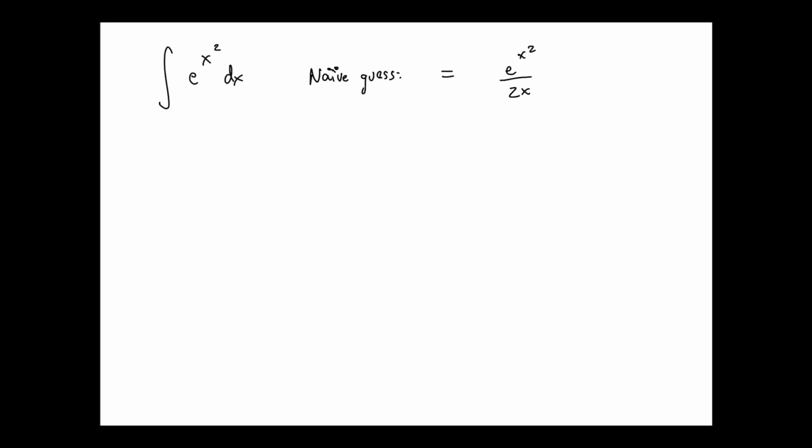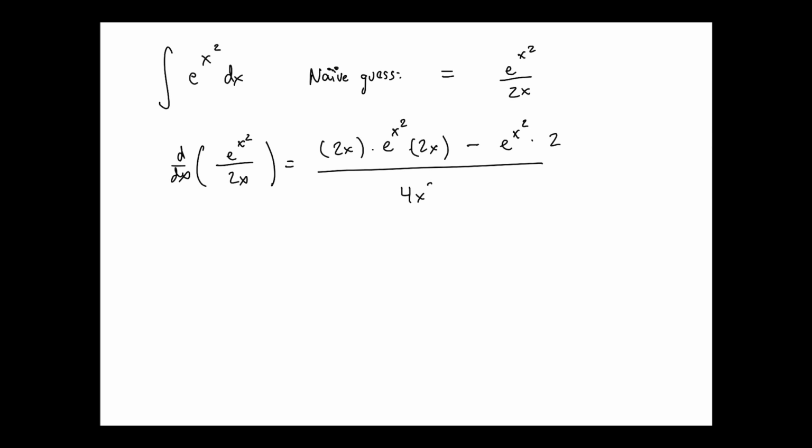How do we check if this answer is correct, though? Take its derivative. So let's check that. What is the derivative of e to the x squared over 2x? Well, what are we going to have to do here? Quotient rule, and also in that a chain rule. So it's going to be the bottom times the derivative of the top. The derivative of e to the x squared is e to the x squared times another factor of 2x. Minus the top times the derivative of the bottom, all over the bottom squared.